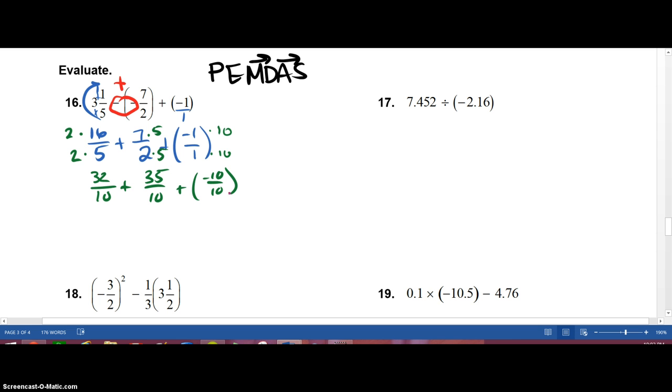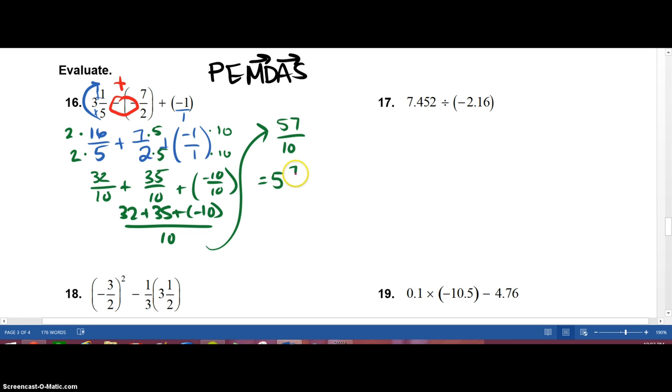I can combine my numerators, and I will have 32 plus 35 plus negative 10 over 10. When I add up those numerators, I'm going to have 57, a positive 57. I have two positive numbers, and then I'm going to subtract 10 at the end, so that's where I get my 57 from, over 10. And I want to simplify that and make it back into a mixed number. 10 goes into 57 5 times, with 7 left over, so I have 5 and 7 tenths.